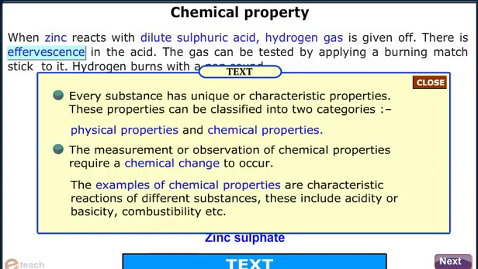Every substance has unique or characteristic properties. These properties can be classified in two categories: physical properties and chemical properties. The measurement or observation of chemical properties requires a chemical change to occur. The examples of chemical properties are characteristic reactions of different substances. These include acidity or basicity, combustibility, etc.